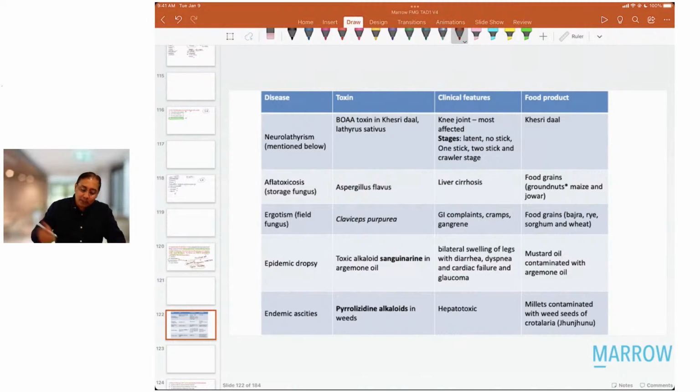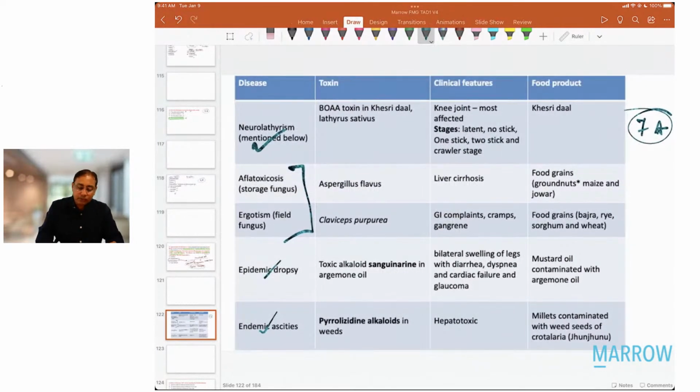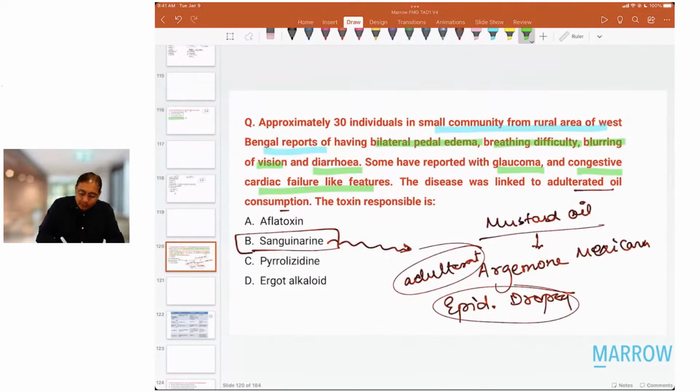There's a small table. This table looks small, but it is a 7-star table for you. Very frequently you get questions on food toxicants. What about neurolathyrism, epidemic dropsy, endemic ascites, aflatoxicosis, and ergotism? This is one table which can fetch you at least one MCQ correct, so make sure you get this question right about food adulterations. So what is the best answer over here?